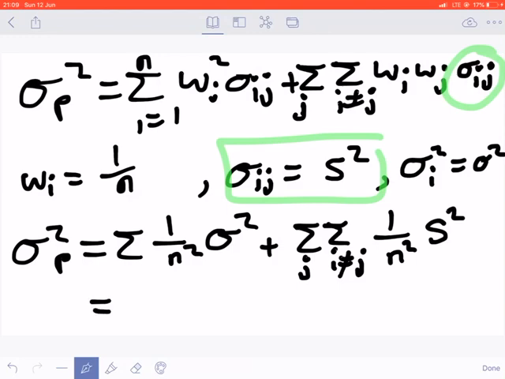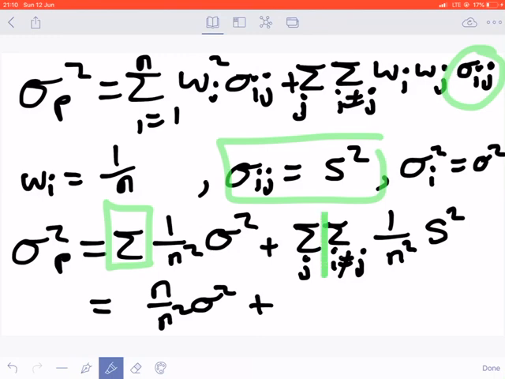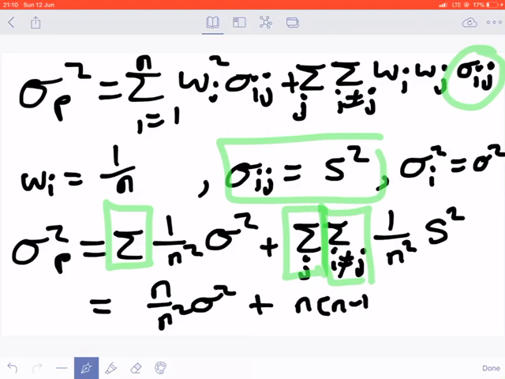So we can try to simplify it further. This first sum is equal to n, because it is the sum of n variables. So you would basically have n over n squared sigma squared, plus, now you have n minus 1 variables over here, because your i is not going to be equal to your j. So you would write n minus 1 times 1 over n squared s squared.